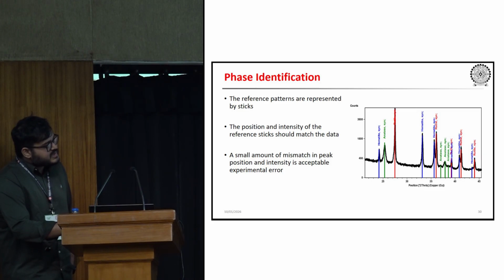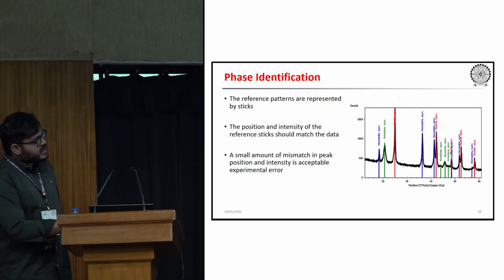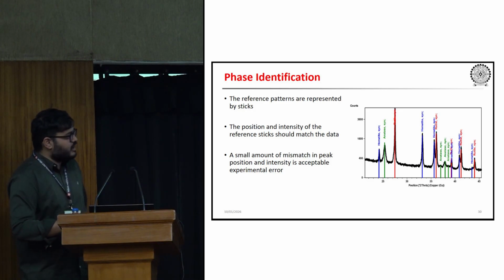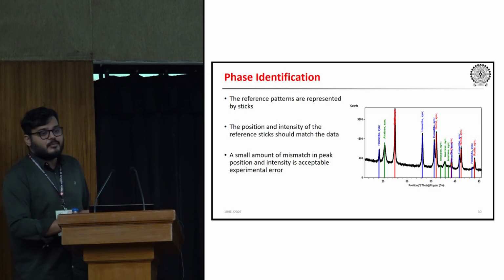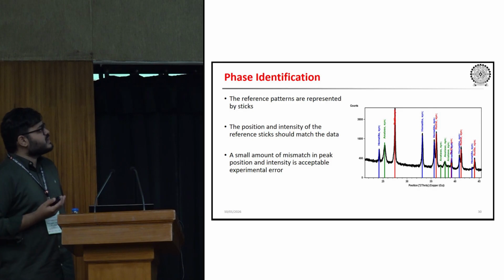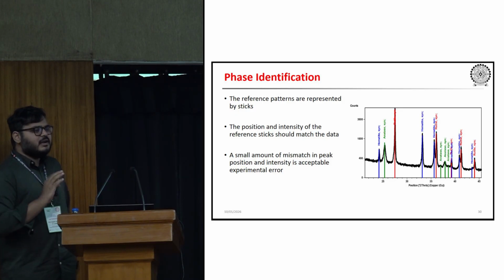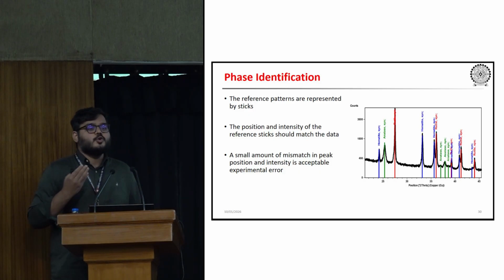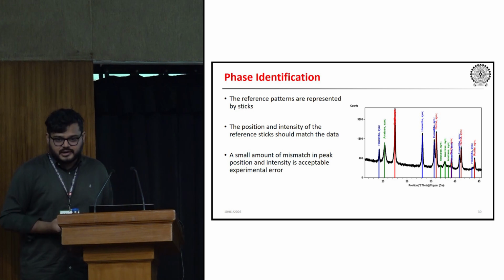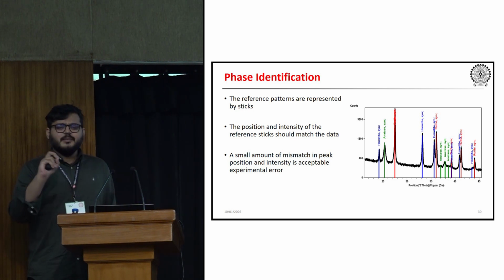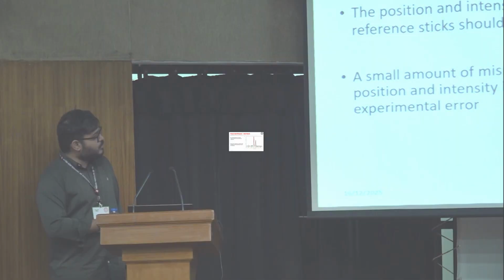For example, we have these different patterns here. These are the reference sticks from the ICDD, ICSD, COD databases. You can see, for example, you have hematite here. The position of the sticks and the relative intensities are matching very well. Both of these are important: the position and the intensity should match. A little bit of mismatch is okay. Why? Because when you're collecting the data, there could be some sample preparation errors. In that case, a little bit of shift is still fine, but it should not be completely out like this.